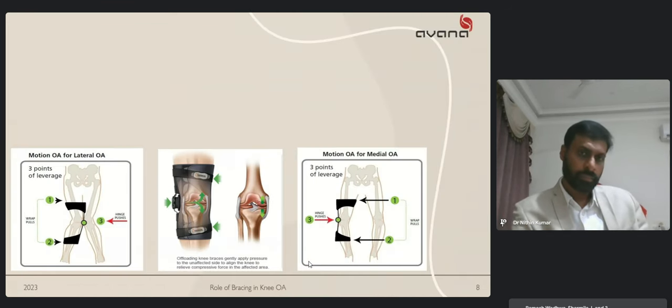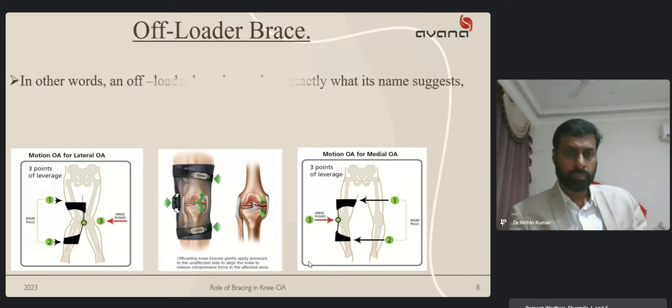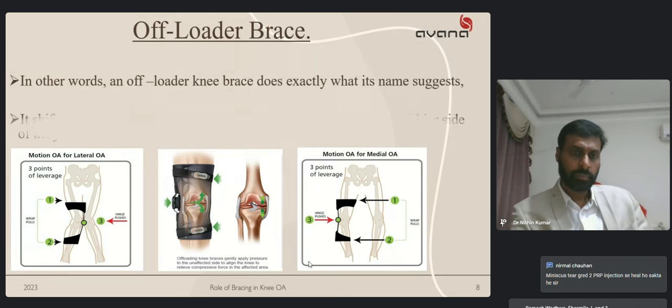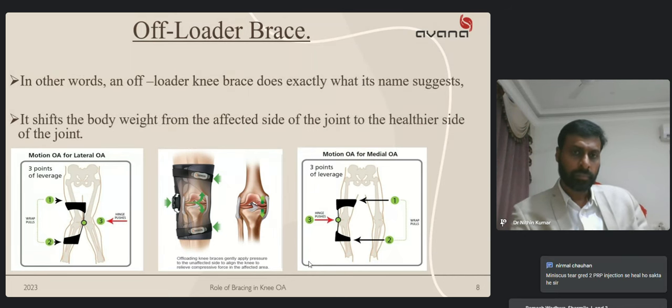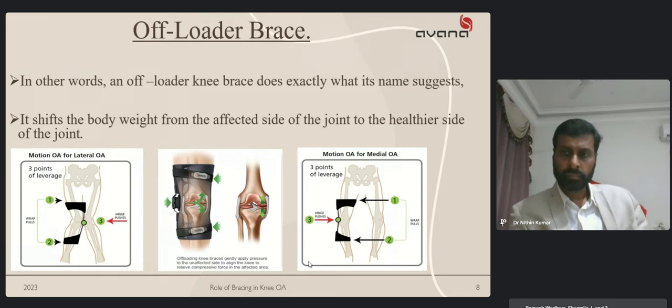Let us understand. The damage is mostly because of the weight going to a particular compartment, meaning the medial, inside of the joint, or the outside of the joint. Mostly 95% of the weight goes to the inside of the joint. So you can see a lot of people start limping while walking, the shoulder comes down, and the damage happens on the inside. So what we ought to do is use an offloading brace, which shifts the load from the affected to the unaffected side. That is what it does.